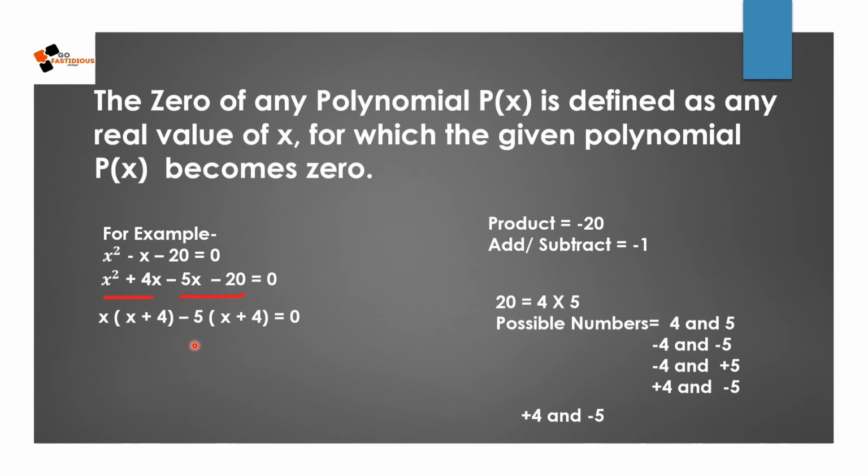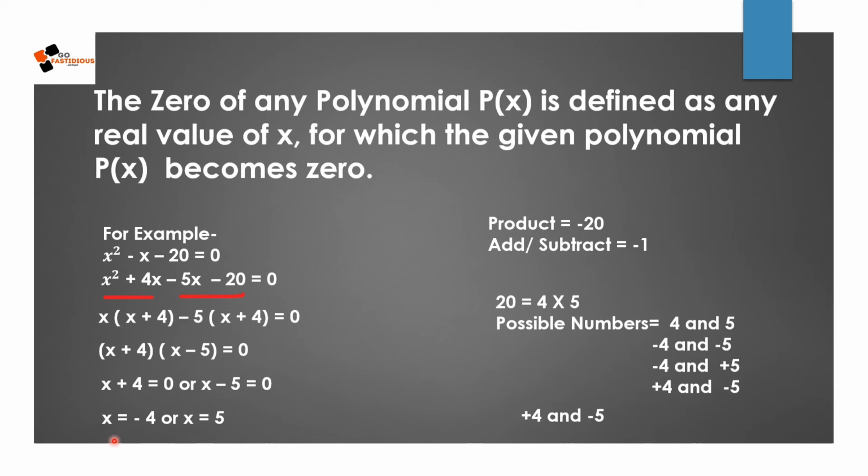Now x plus 4 and x plus 4 is there, so we will take out one x plus 4 outside, and we are left with x minus 5. So x plus 4 and x minus 5 is equal to 0. It means that either x plus 4 should be equal to 0 or x minus 5 equal to 0. So from the first equation we have got x is equal to minus 4, and from the second equation we got x is equal to 5.